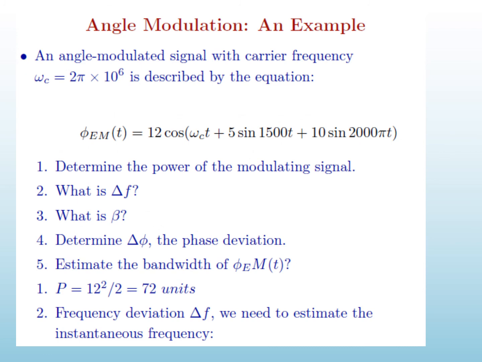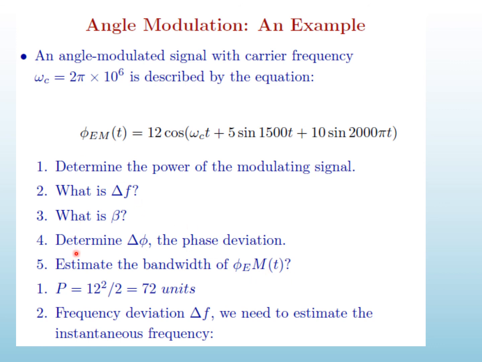The next problem. An angle modulated signal with a carrier frequency omega c, that is 2 pi into 10 to the power of 6, is given by the equation below. So this is going to be the phase modulated signal equation. So what you are supposed to find is the power of the modulating signal, the modulation index beta, determine del phi, the phase deviation, and of course the frequency deviation, and estimate the bandwidth of the frequency deviation of the modulating signal.